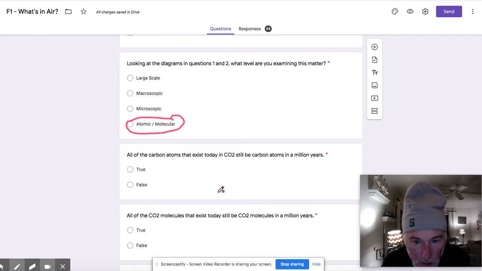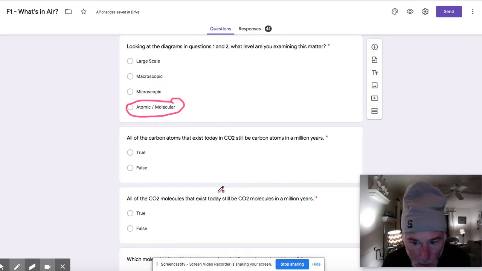All right, and then we get into the 2 problems that we do spend some time on. If you wrote down the rules for atoms, remember that atoms don't change, they just exist. Atoms stay the same forever. So this problem right here, where it says all the carbon atoms that exist today in CO2 will still be carbon atoms in 1 million years, that is true. So atoms do not change, remember? And so we know that that's a true statement.